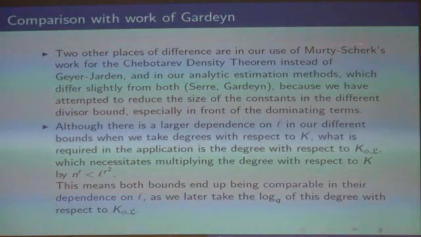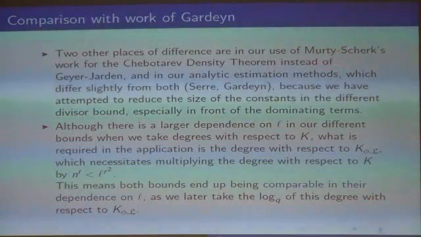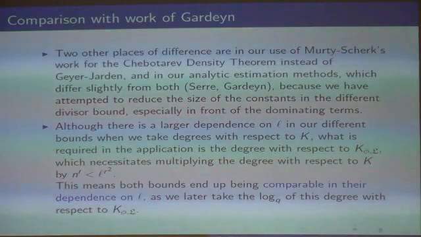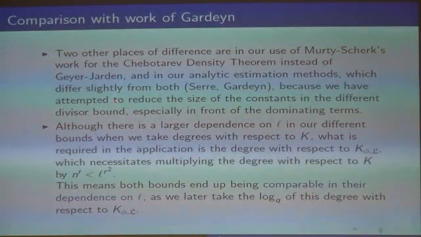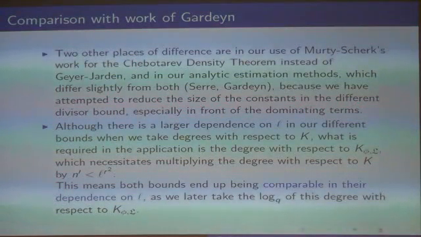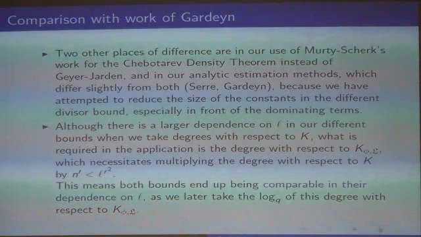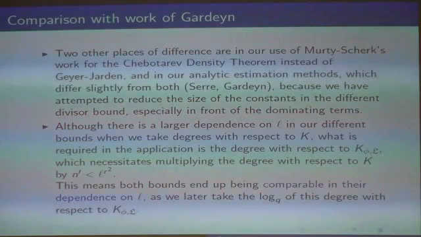But we used the multi-choice version because we thought that their version and their bound for n is sort of easier to make the effort to reduce the size of the constants in the different divisor bound. So especially the dominating terms, the constant in front of the dominating terms. We wanted to make a reduction in the size. For that, we thought that the multi-choice bound was more useful. So that was also a difference.